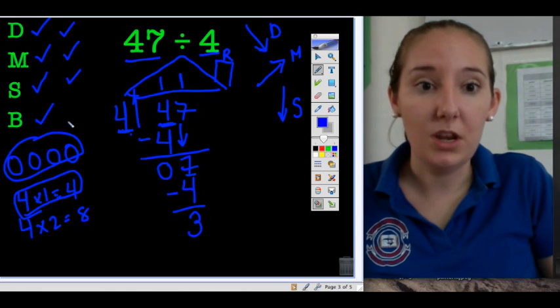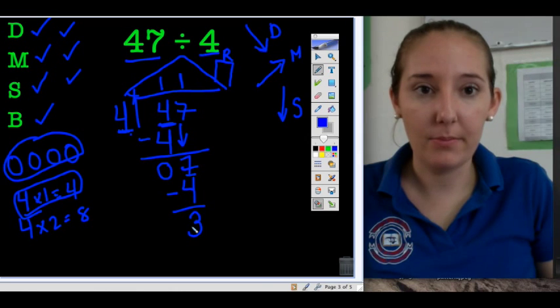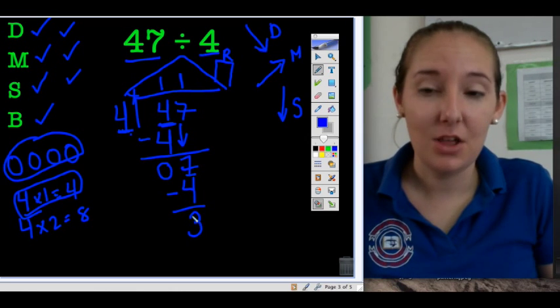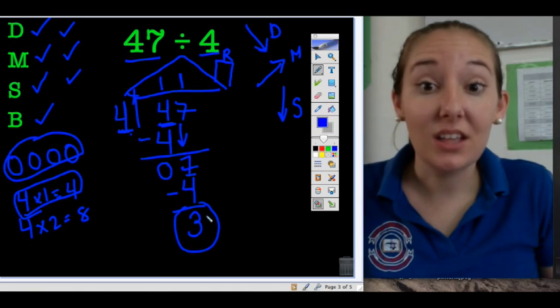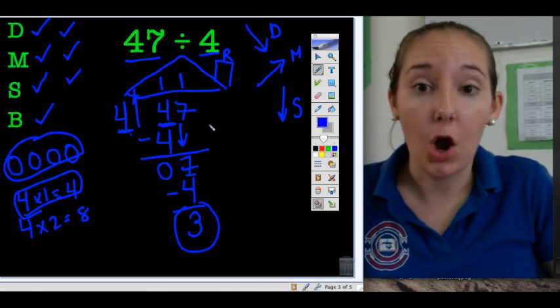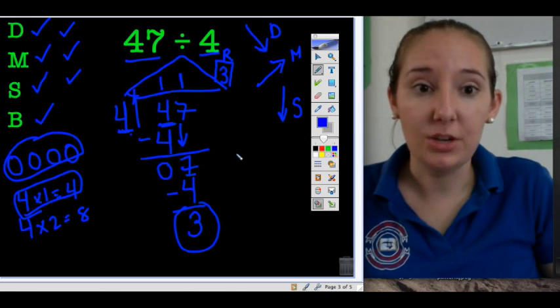Our next step would be to call for backup. Is there any number to call down for backup? There isn't. When we get to this point, this 3 right here is what's left over. It would be our remainder and would go right up here in the chimney.